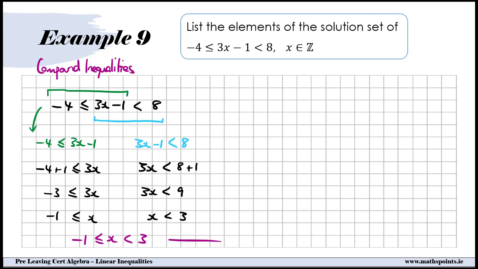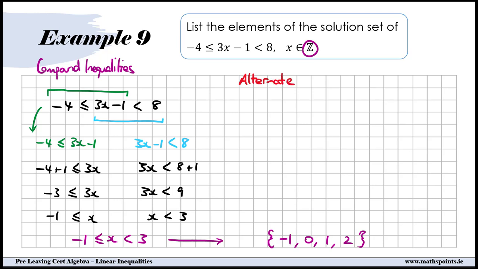The question asks us to list these elements. So we're going to list all of the integers, the positive and negative whole numbers, that are bigger than or equal to minus 1, but less than 3. So the first one obviously is minus 1, as it's equal to minus 1. And then we have 0, 1, 2, and we don't count 3 because we don't have an equals on the inequality on the right hand side. So we close off our brackets, and that's our solution set. Okay, so let's have a look at an alternate method of doing this problem.